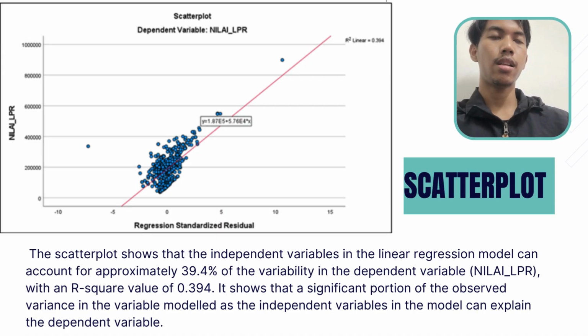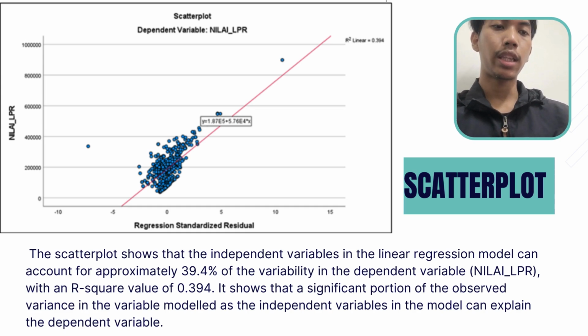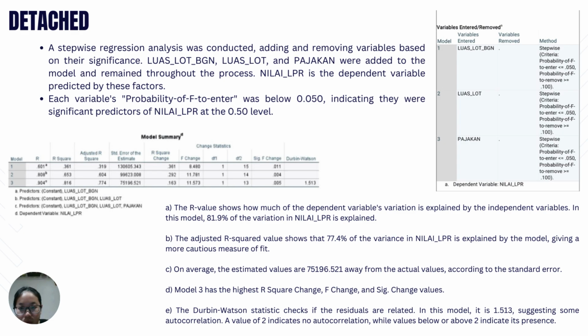And for the terrace, the last part is the scatter plot, with the dependent variable nilai LPR. The scatter plot shows that the independent variables in the linear regression model can account for approximately 39.4% of the variability in the dependent variable nilai LPR, with an R square value of 0.394. It shows that a significant portion of the observed variance can be explained by the independent variables in the model. That's all from me. Thank you very much.